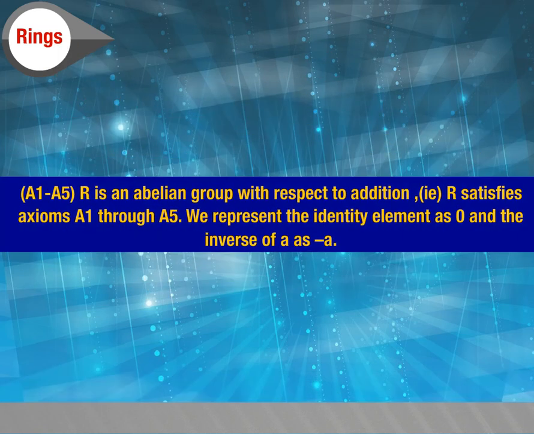A1 to A5. R is an abelian group with respect to addition, that is, R satisfies axioms A1 through A5. We represent the identity element as 0 and the inverse of A as minus A.